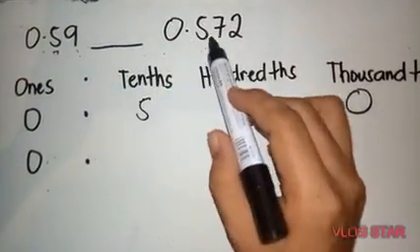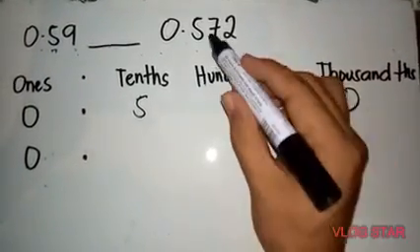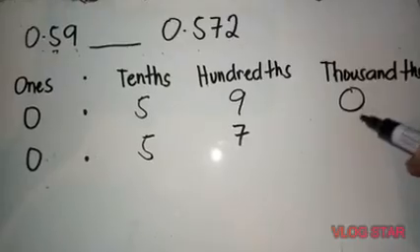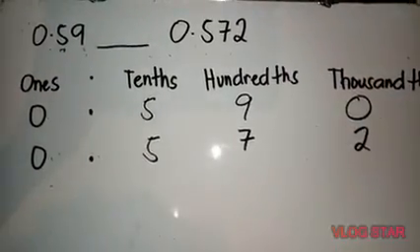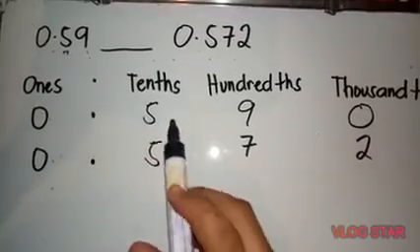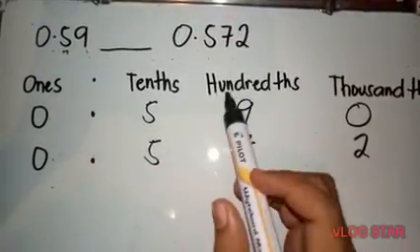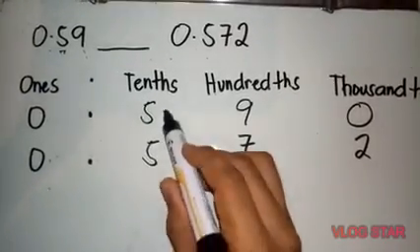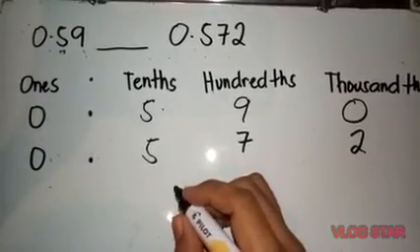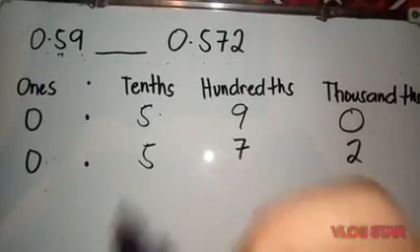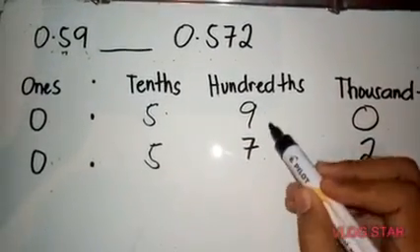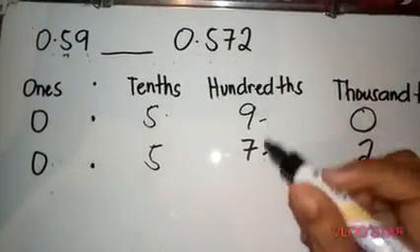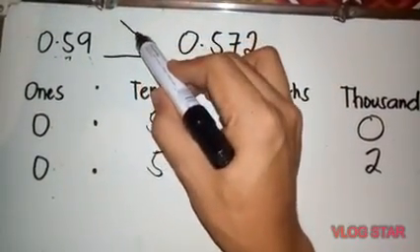And next is 0.572. So the tenths is 5, the hundredths is 7, and the thousandths is 2. When we compare decimals, we should always start from the tenths place. Since they have the same value in the tenths place, let's move to hundredths. As you can see, 9 is bigger than 7. So we will just end here and put the sign greater.